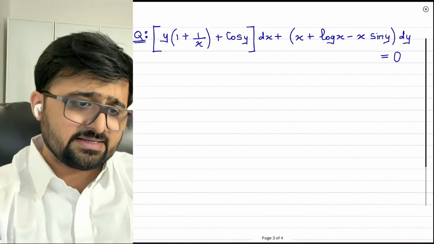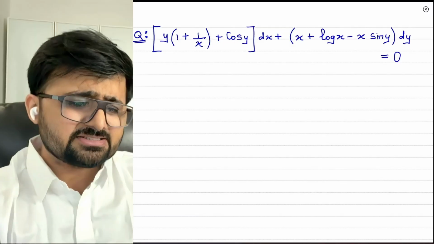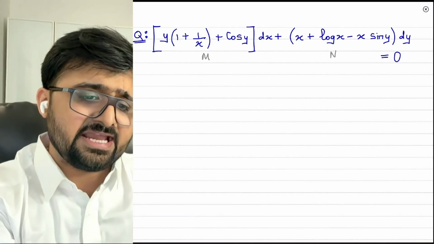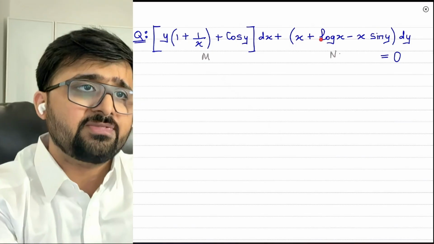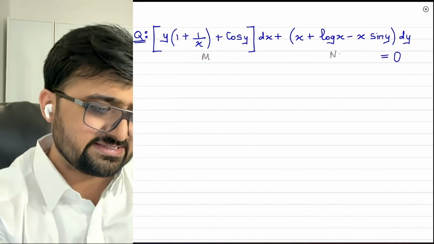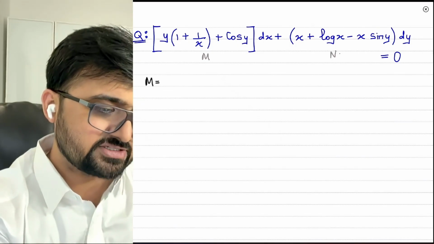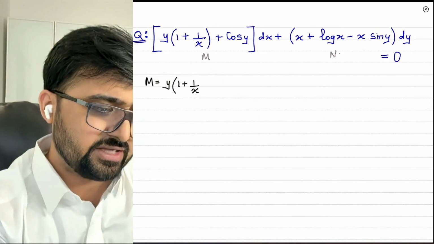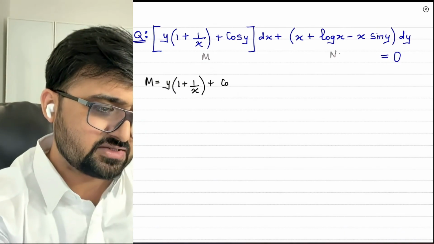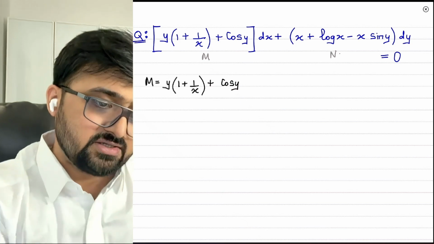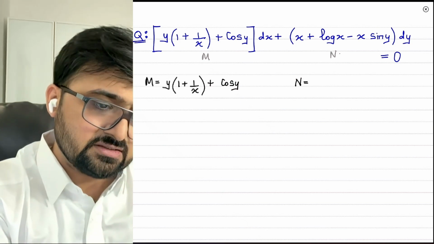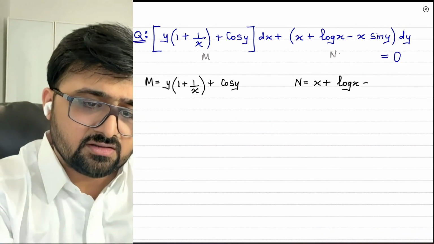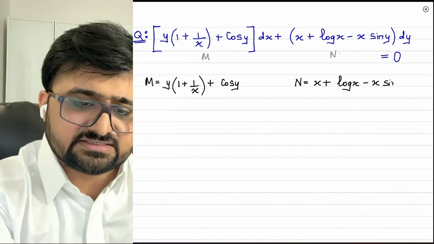In the next example, if you notice, it's already in the form of m dx plus n dy. Let's see if this is exact. Let's write the value of m first. So m is y into 1 plus 1 upon x plus cos y. The value of n is x plus log x minus x sin y.